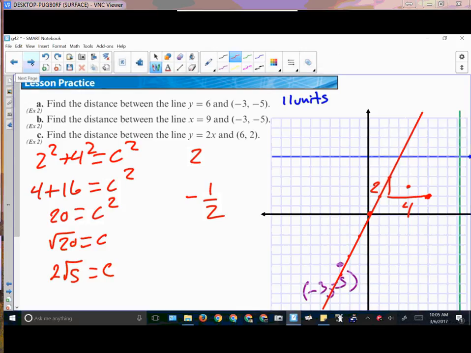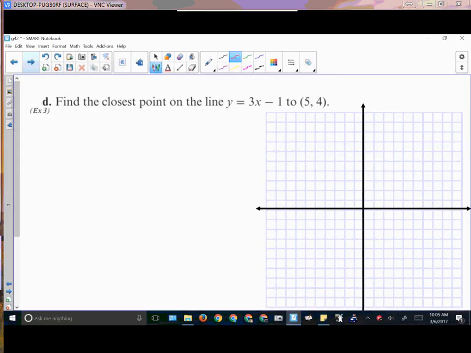So let's try this. I'm going to give you a couple of minutes here, and I want you to do this one. So Keely, did you find by chance the closest point? Not really. So I assume that you plotted out the point 5, 4, 1, 2, 3, 4, 5, 1, 2, 3, 4. Did you do that? Okay.